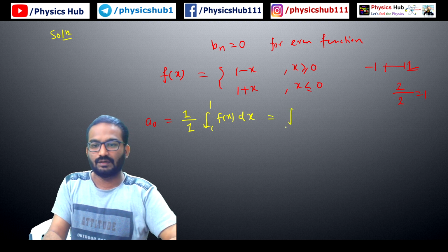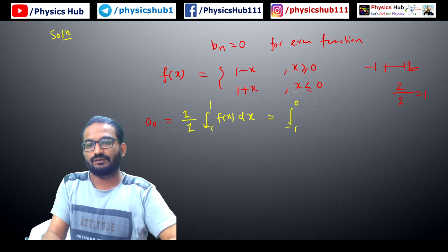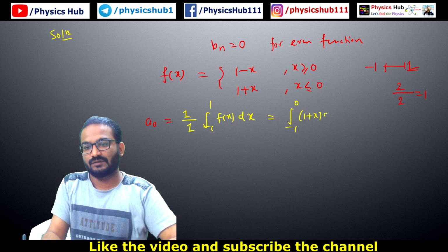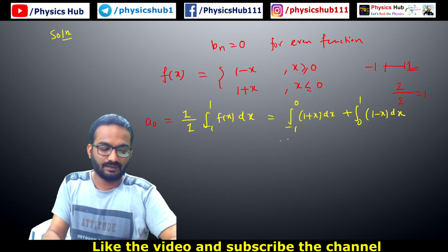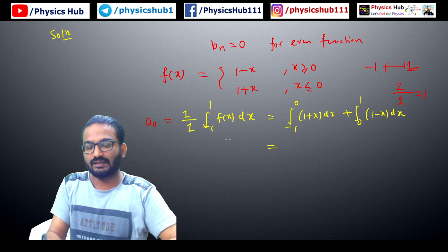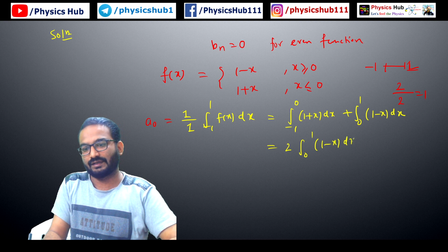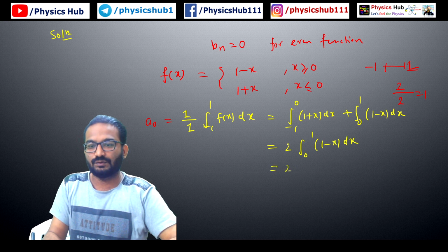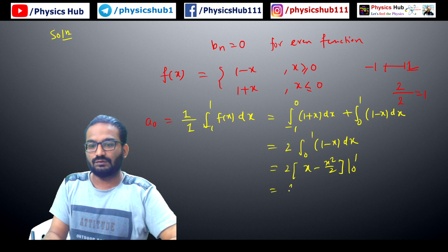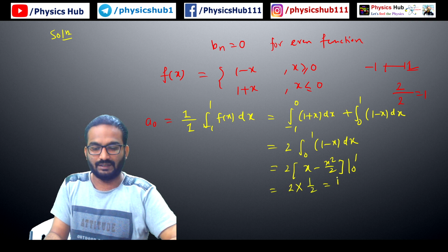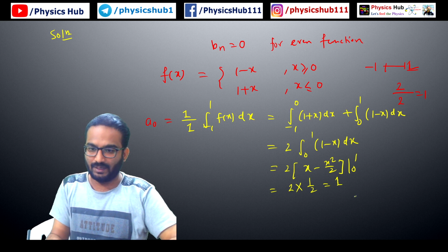This will be equal to the integral from -1 to 0 of (1 plus x) dx, plus the integral from 0 to 1 of (1 minus x) dx. And as this is an even function, we can write it as 2 times the integral from 0 to 1 of (1 minus x) dx. And this will give you 2 times [x minus x squared by 2] with limits 0 to 1. If you put the value of x to be 1, 1 minus 1 by 2 is 1 half. So 2 into half means 1. So the value of a0 is 1.